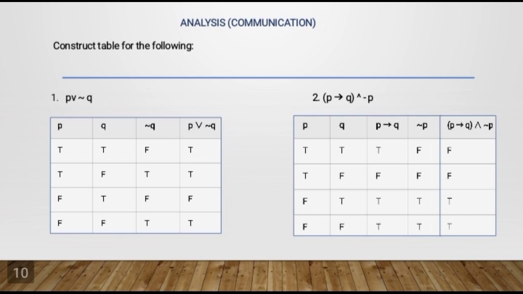Number 2. P and Q and not P. The last column of P is false, the last column of Q is false, the last column of if P then Q is true, the last column of not P is true, and the last column of if P then Q and not P is true.